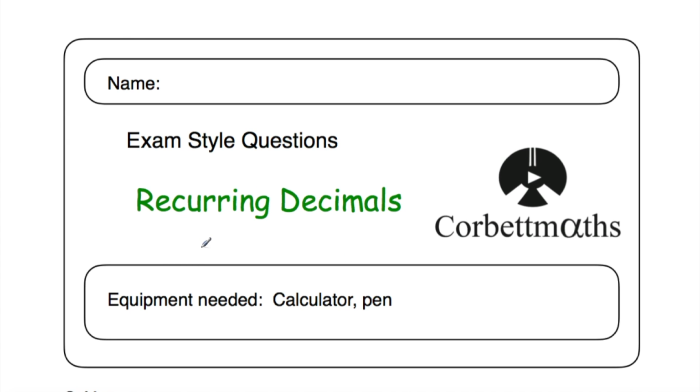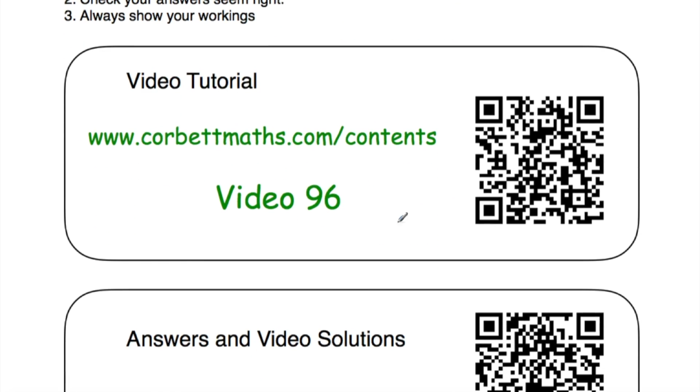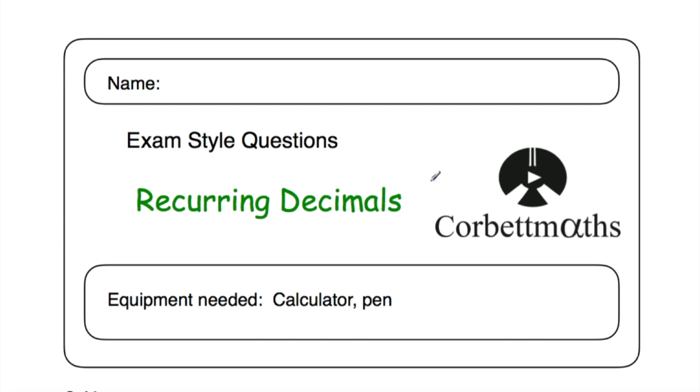In this video, we're going to look at the recurring decimals practice questions. If you need any extra help on recurring decimals, go to corbettmaths.com/contents and scroll down to video number 96. There's a dedicated video tutorial there on recurring decimals and also how to convert recurring decimals into fractions. Alternatively, you could scan this QR code and it will bring you straight to that video. But in this video, we're going to focus on the video solutions to the practice questions, so let's get started.